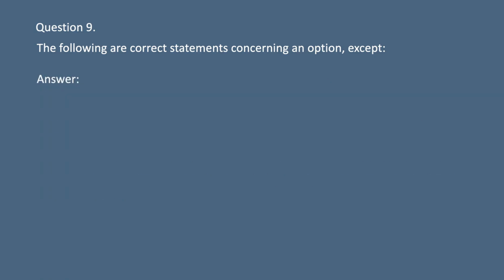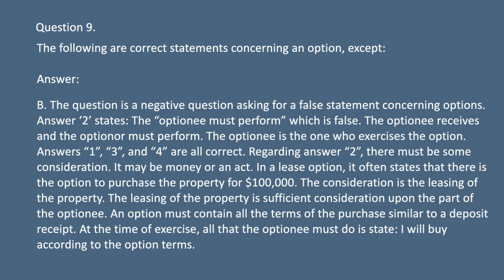Answer B. The question is a negative question asking for a false statement concerning options. Answer 2 states, the optionee must perform, which is false. The optionee receives and the optioner must perform. The optionee is the one who exercises the option. Answers 1, 3, and 4 are all correct.